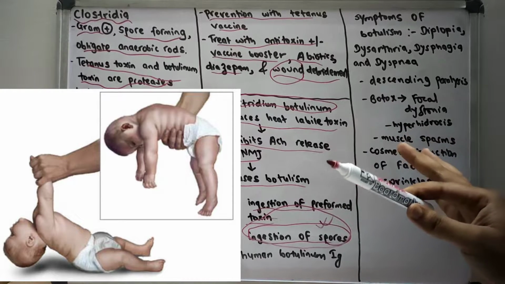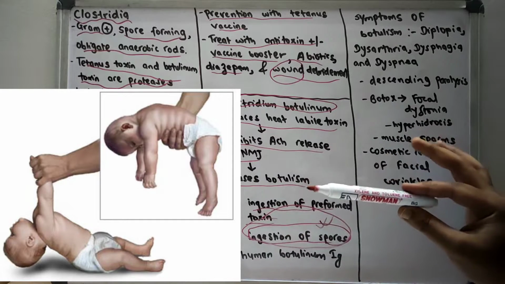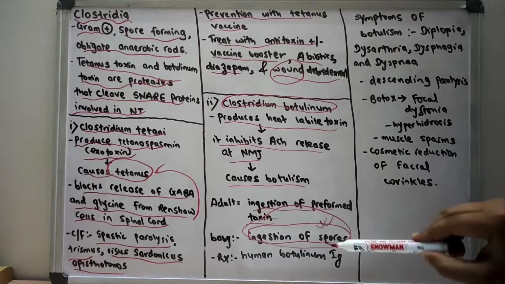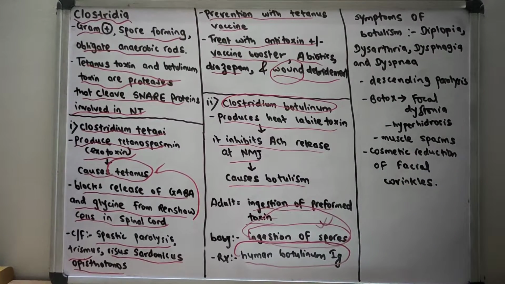There is no tone in the various muscles of the body in this child. So how do we treat it? We give the human botulinum immunoglobulin. What are the various symptoms of botulism? The various symptoms of botulism are diplopia, dysarthria, dysphagia, and dyspnea. We see descending paralysis.